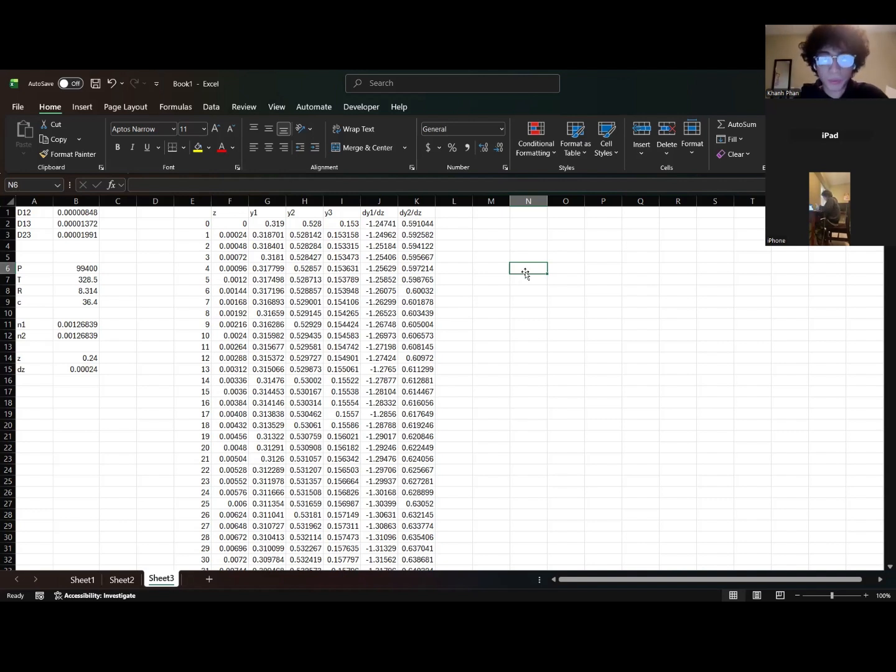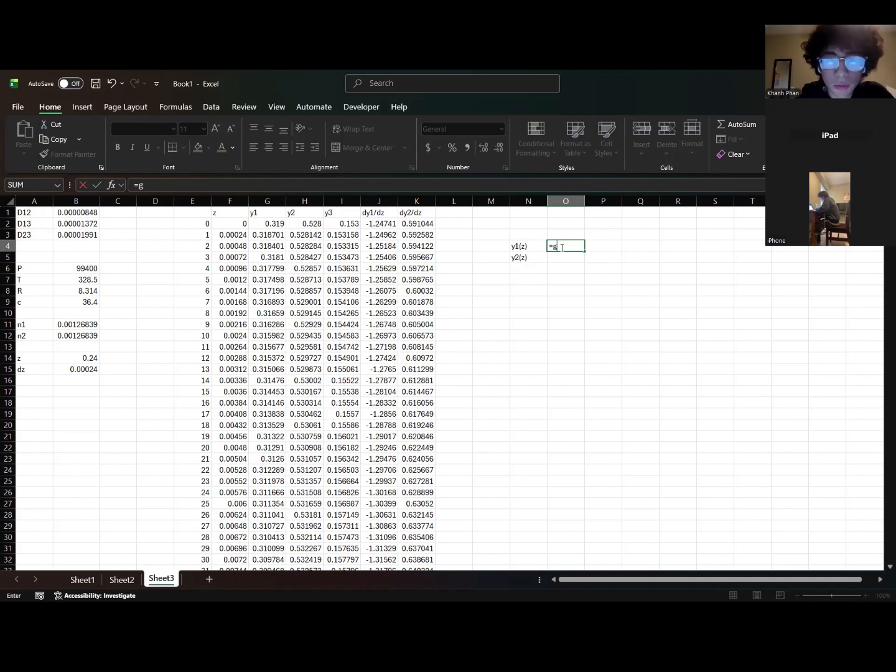It looks like everything's correct. So I'm just going to do Y1 at the end, distance Z, then Y2 at the end, distance Z. And then C is equal to G1002, and this one would be H1002.